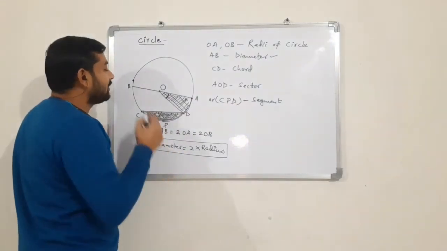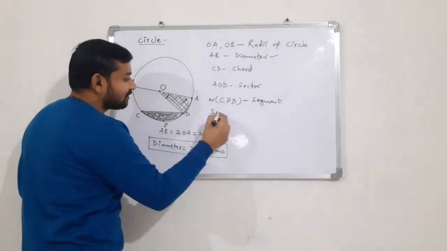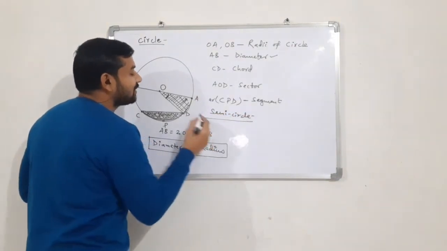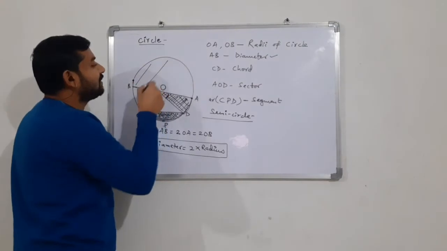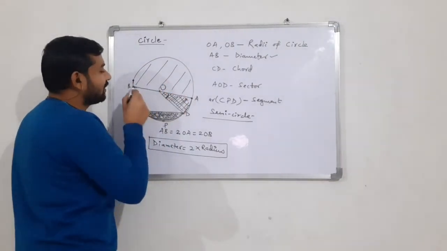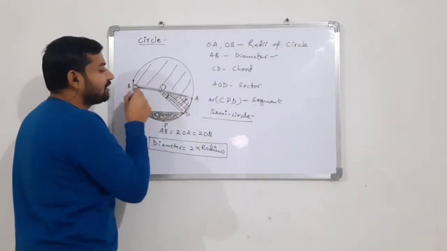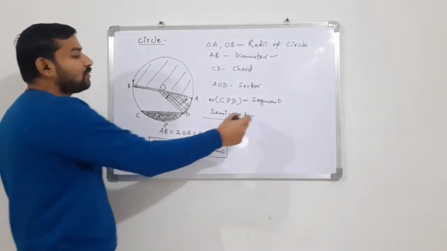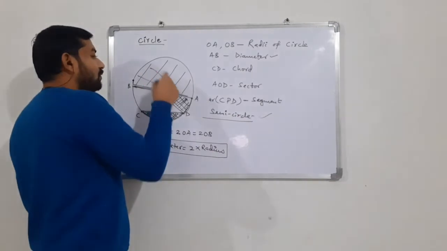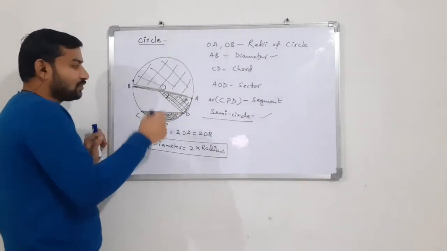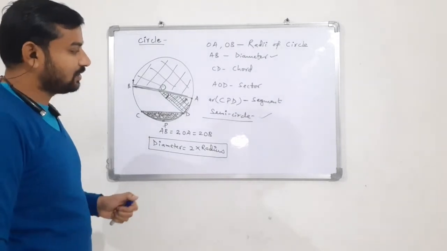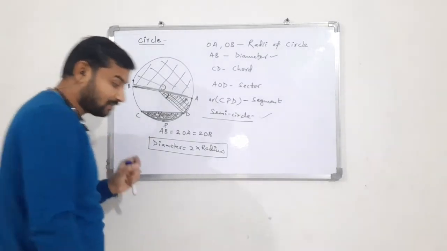Next thing is semicircle. Semicircle, as the name suggests, semi means half. Means if we talk about a half circle, there are two half circles in it. This much area is divided by the diameter. The diameter exactly divides the circle into two equal parts, and each part is called a semicircle. So this much portion is a semicircle and the remaining portion is also a semicircle. So this is all about the basics related to a circle.